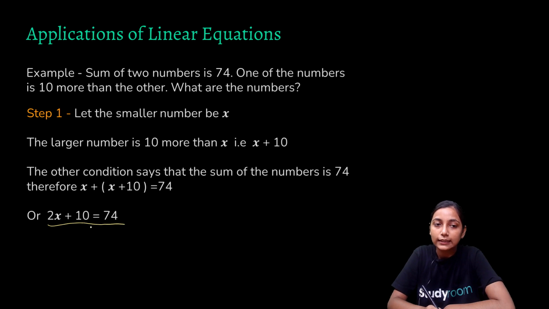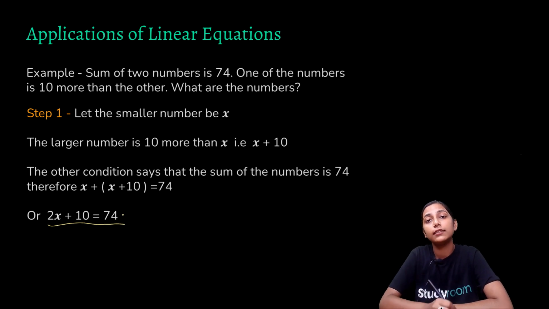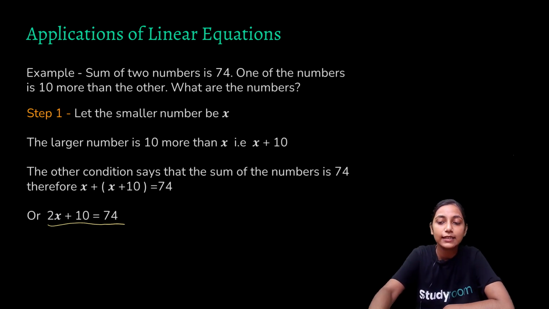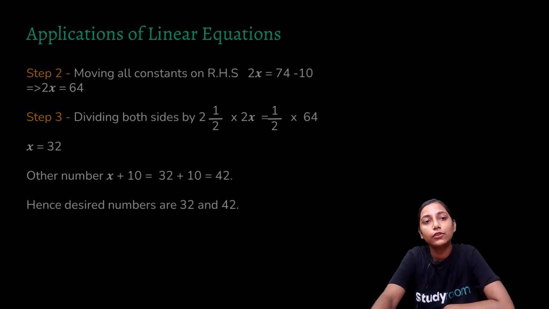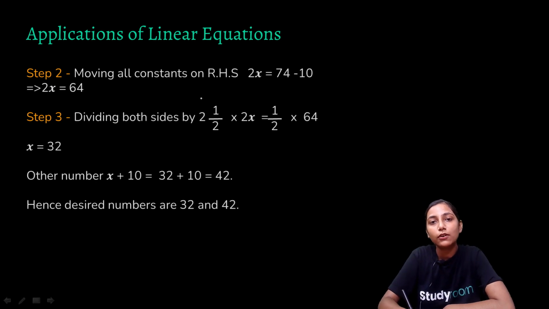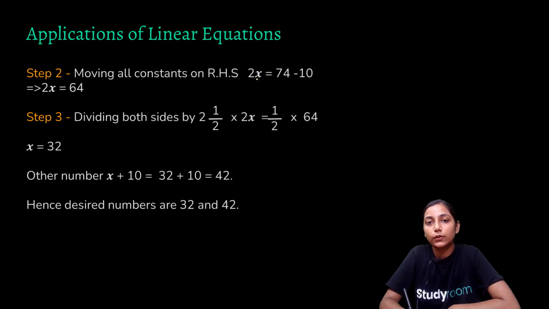What is this? This is actually a linear equation in one variable, and we have learned in the previous video lecture how to solve this equation. How to get the solution of this equation we have already learned. We are going to just follow the same steps. We are moving all the constants to the right hand side. This was our step 1. So it will be 2x equals 74 minus 10, that is 2x is equal to 64.